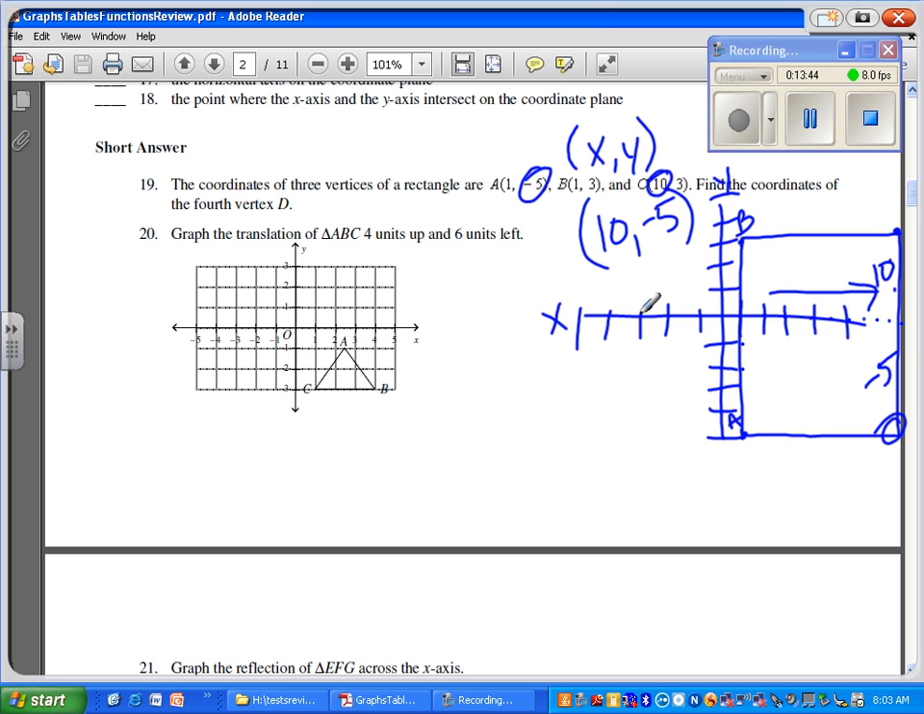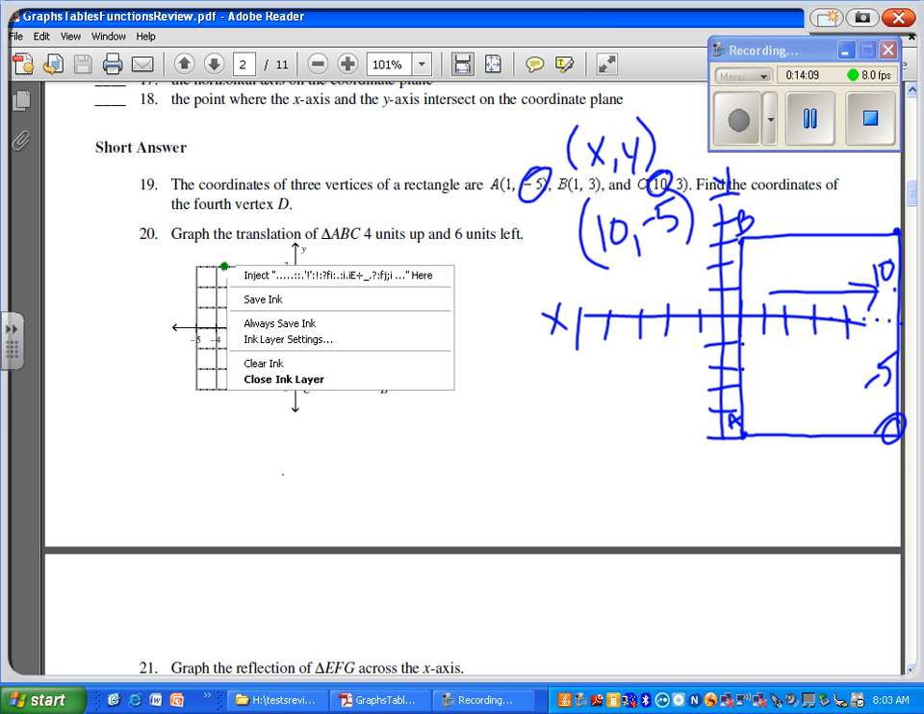All right, look at number 20. Graph the translation of triangle ABC 4 units up and 6 units to the left. Now remember when we went over translations and reflections and I told you go 1 point at a time and then redraw. So we're going to start with A. We're going to go 4 up, 6 left. So 1, 2, 3, 4, and then 6 to the left. 1, 2, 3, 4, 5, 6.